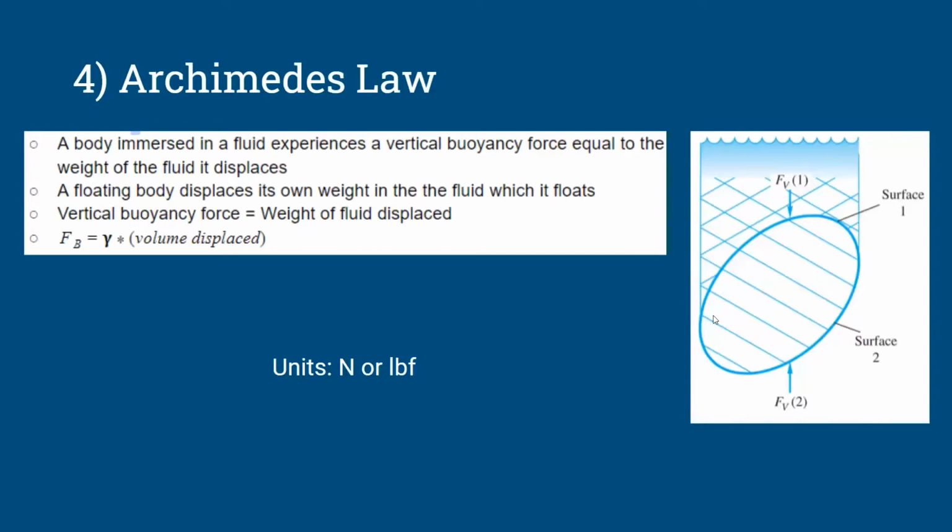Next up is Archimedes' law, which basically says vertical buoyancy force is equal to the weight of the fluid displaced, which is going to result in this equation right here: buoyancy force is equal to gamma of the fluid that the body is in, multiplied by the volume displaced by the body. And obviously, since it's a force, we're going to have units of newtons or pound force.